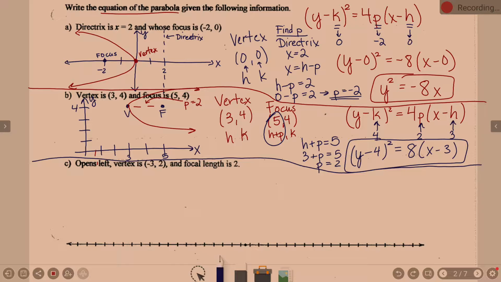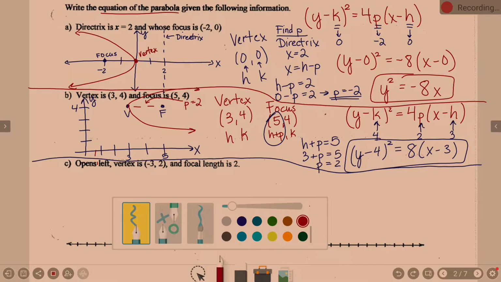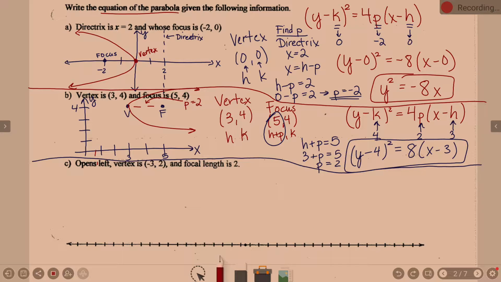I will say on C, I didn't draw a picture. I feel like all the information is given and is there. It opens left. The vertex is negative 3, 2, and the focal length is 2. What kind of information can you give me there? We're in the right column.